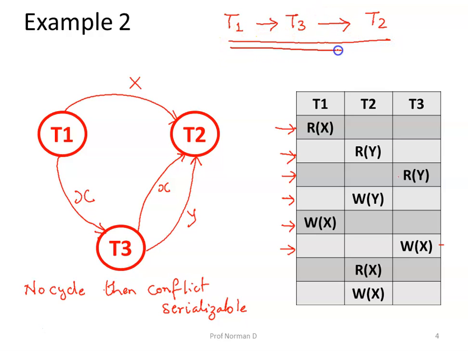So now what does this pattern indicate? This is the conflict serializable schedule. That means if we want to have a serial schedule for this particular example, then all the instructions from T1 will execute first, then the instructions from T3, and then the instructions from T2 will be executed. We'll see another example now.